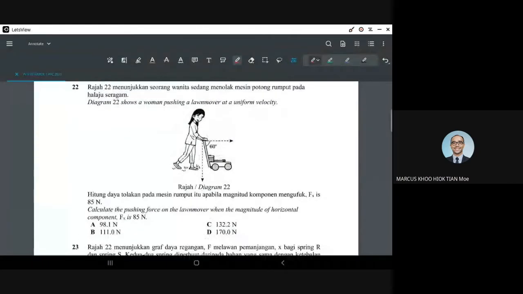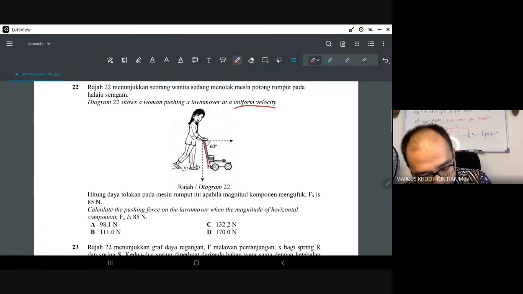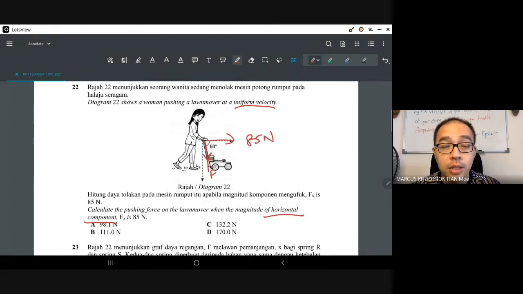Diagram 22 shows a woman pushing a lawnmower at uniform velocity. The same thing, we have the same words again, uniform velocity. So calculate the pushing force on the lawnmower if the magnitude of the horizontal component is 85 newtons. That means we are talking about this F. And it's saying that the horizontal component sini adalah 85 newtons. So we have to talk about the resolution of forces lah. So let's talk about the resolution of forces now.